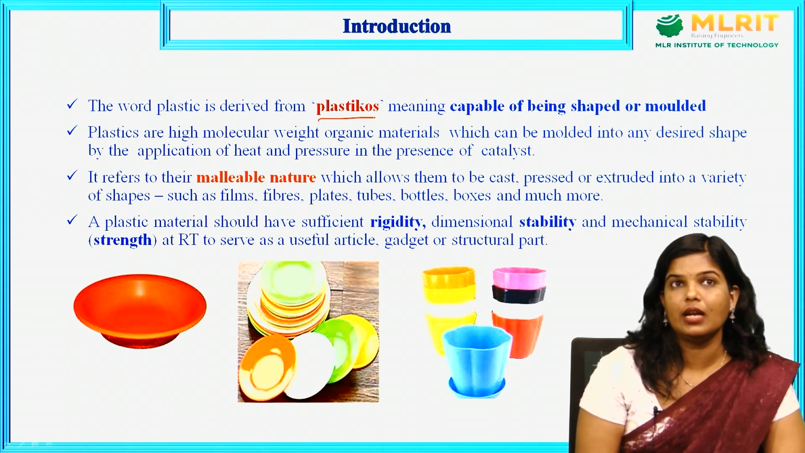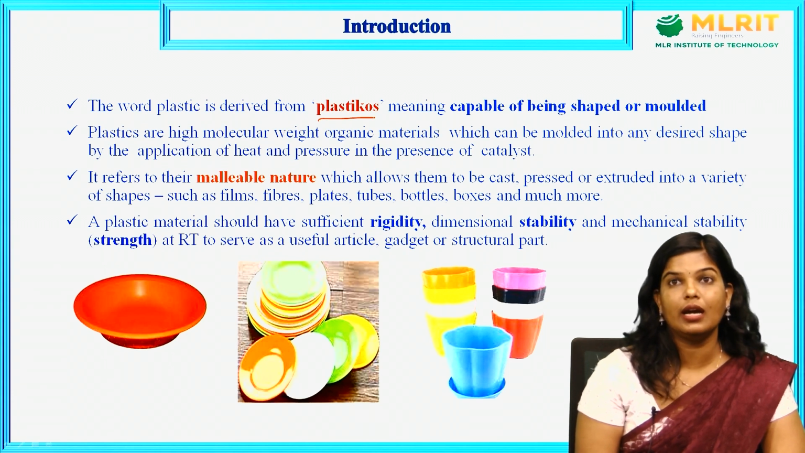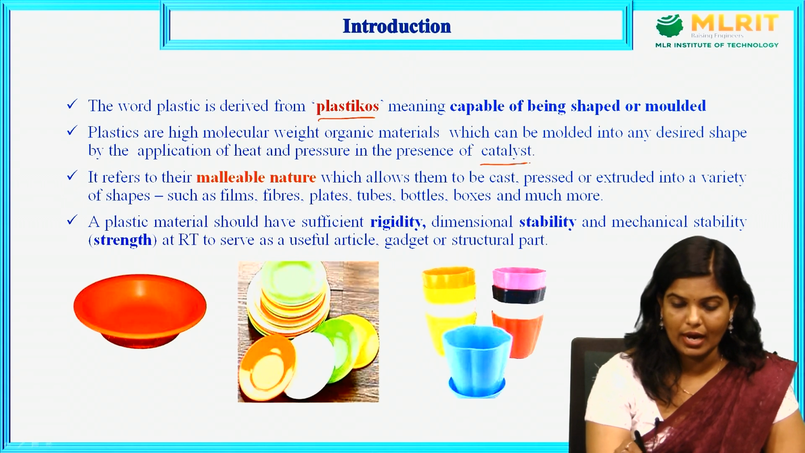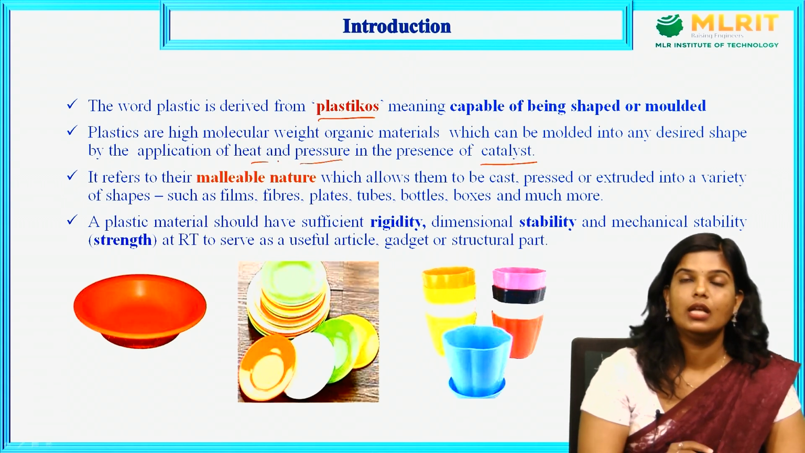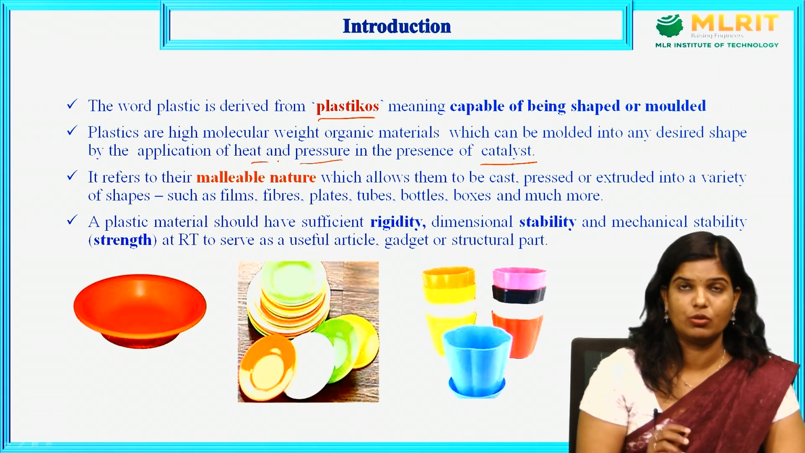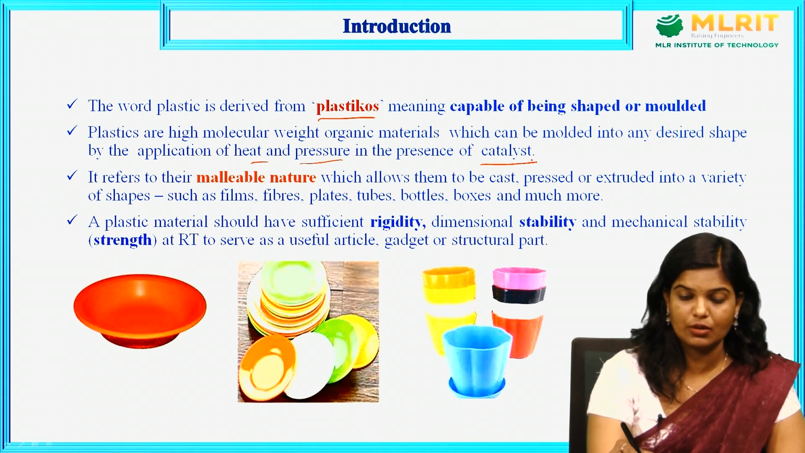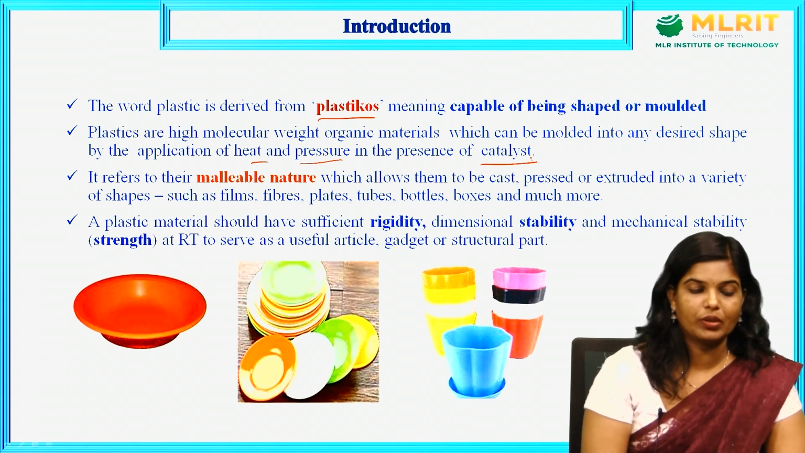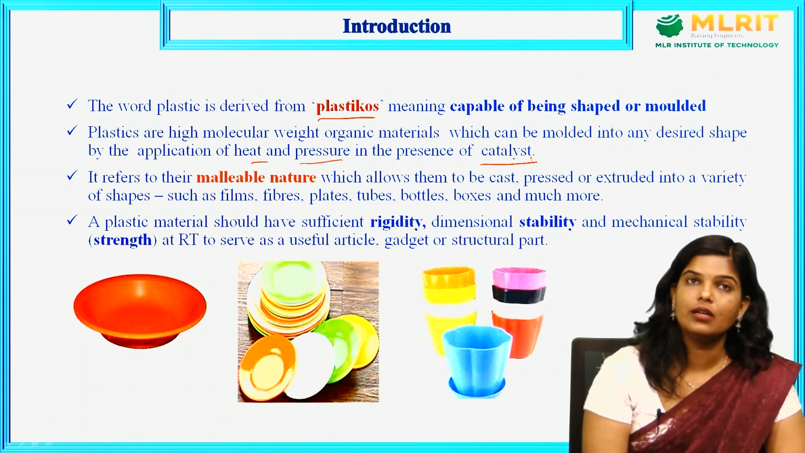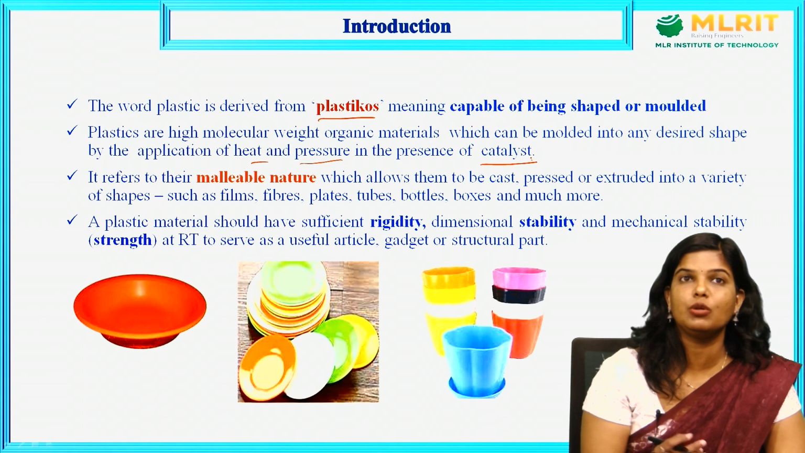So we can say that plastics are high molecular weight organic materials which can be molded into any shape by the application of heat and pressure, and this has to be done in the presence of a catalyst, because without a catalyst, even if we apply heat and pressure, the reaction will be very slow. So it will take time. Catalysts are used so that the reaction becomes faster.